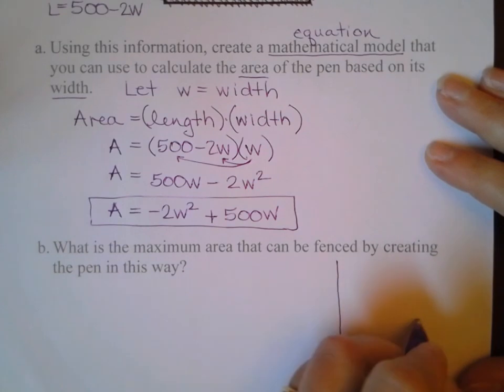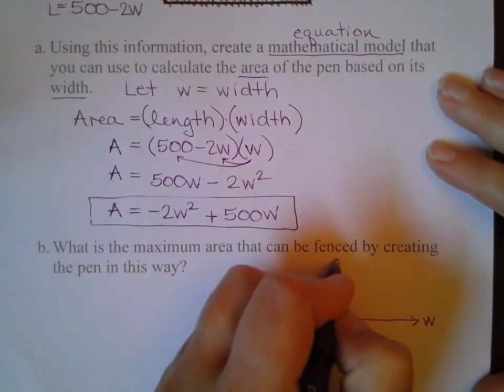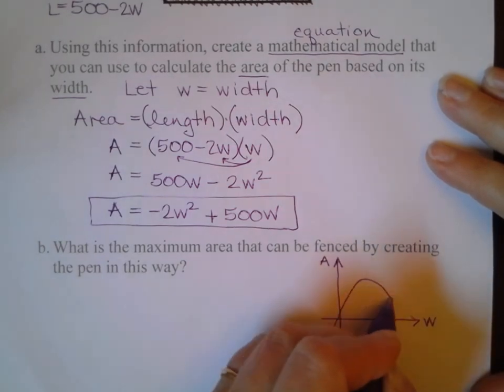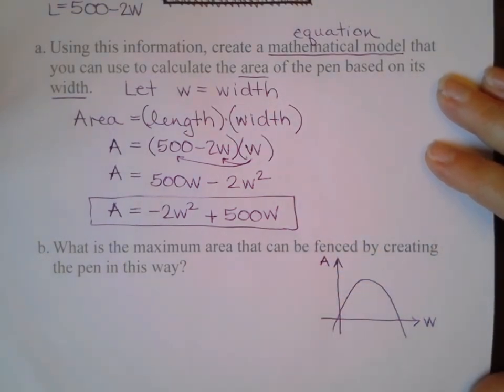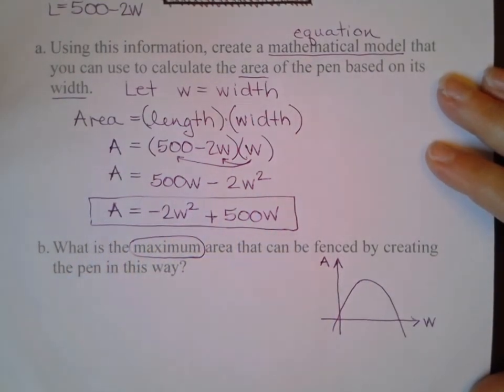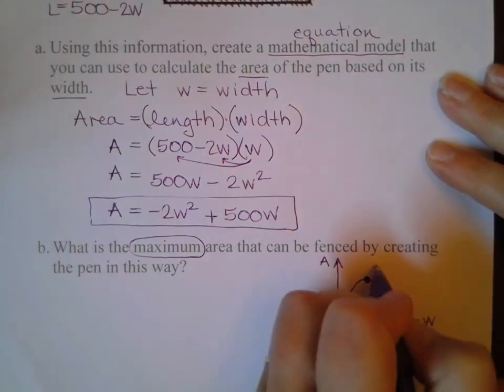Let's make a sketch of that. The W is acting like my X. The area is acting like my Y. And I don't really know exactly all the details about the graph, but I do know that it's shaped like a parabola and it's opening down. So let's go back to the question. What is the maximum area that can be fenced by creating the pen? Can you find a maximum in this picture? Yeah, it's totally the vertex.